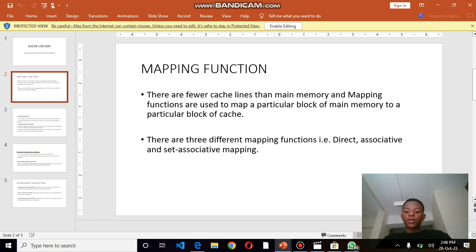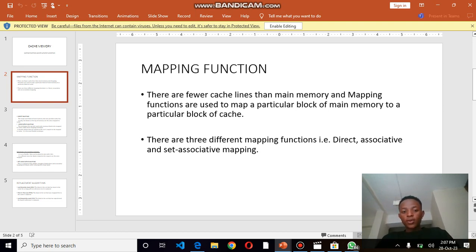When the CPU requests data, cache memory is basically in between main memory and the CPU. When the CPU requests data and doesn't find it in the cache memory, there is a need to get it mapped from the main memory.